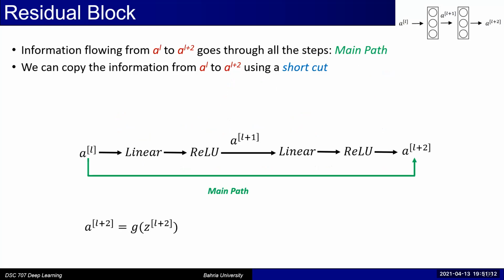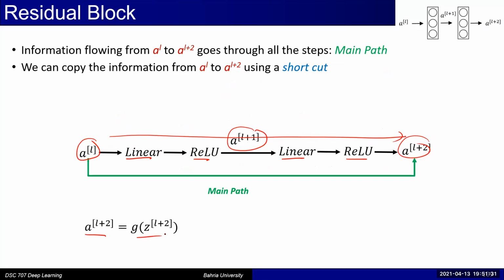This is a visual illustration of what is happening. We have AL, we take a dot product and apply the activation function, we get AL plus 1. We take the dot product and apply the activation function, we get AL plus 2. So this is your main path, that is how information is flowing. And this is the representation of it: you apply the activation function on ZL plus 2, so you get AL plus 2.